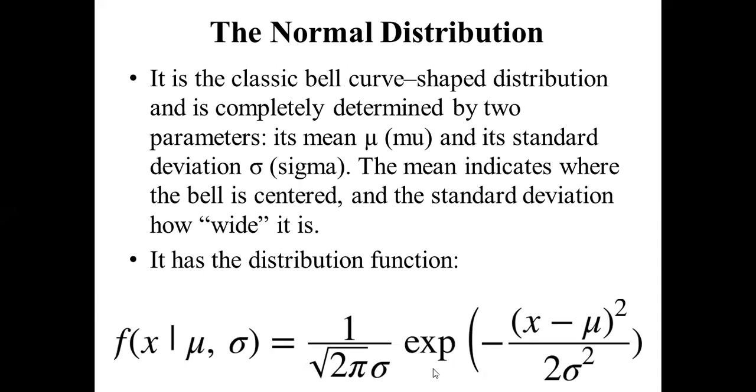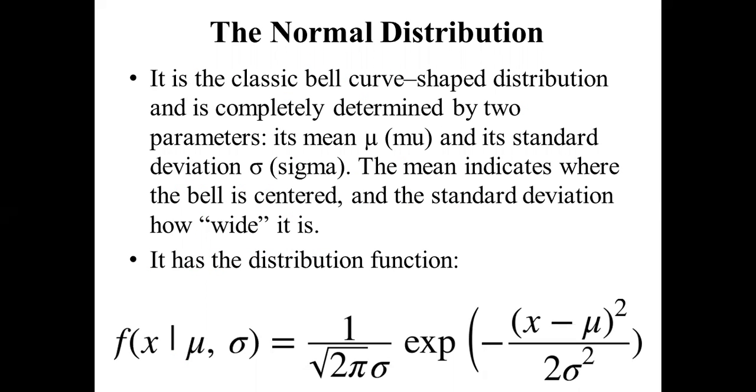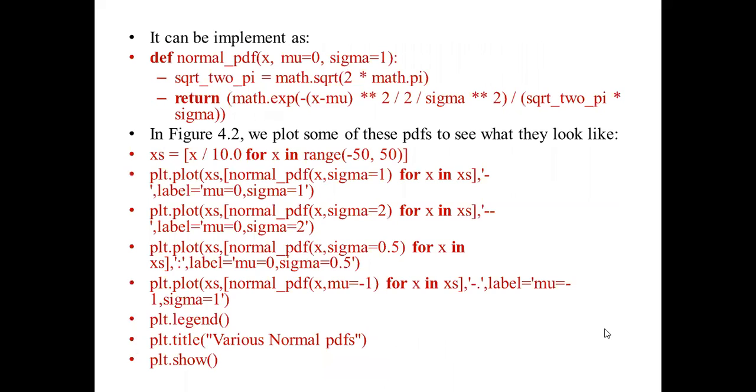Here, this is the formula which is used, and later on we have seen the implementation of this formula. The function is 1 by root of 2 pi sigma, times the exponential of minus x minus mu squared, divided by 2 sigma squared. This complete mathematical function is implemented here, and then we plotted this graph.